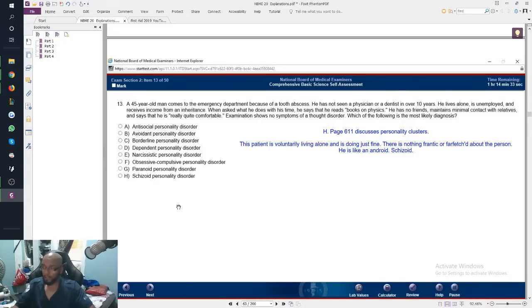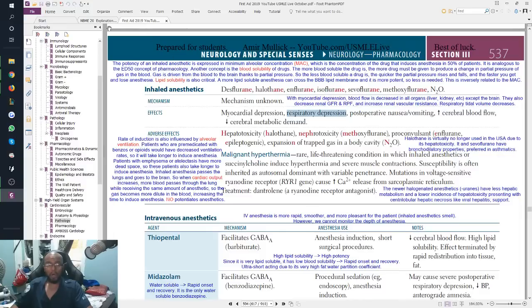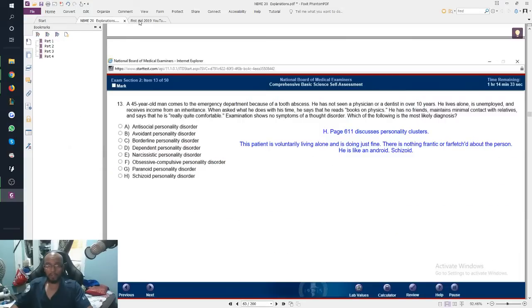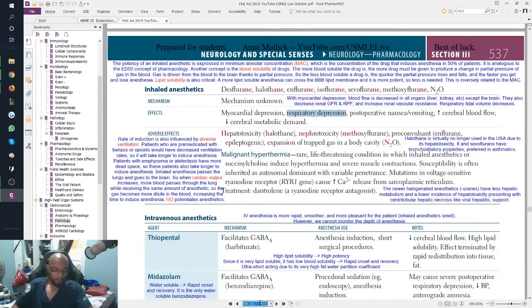It's so easy to confuse that with avoidant, right? It's also really easy to confuse that with antisocial. But antisocial and avoidant are not people that truly like living alone. That's not what's really happening there. This patient is voluntarily living alone and is doing just fine. There is nothing frantic or far-fetched about the person. He is like an android, so you think of schizoid. That's it. Androids are robots, and there's nothing too far-fetched about them either. They'll just sit there in a corner all day not doing anything, and there's nothing wrong with that. Some of us wish we could do that.